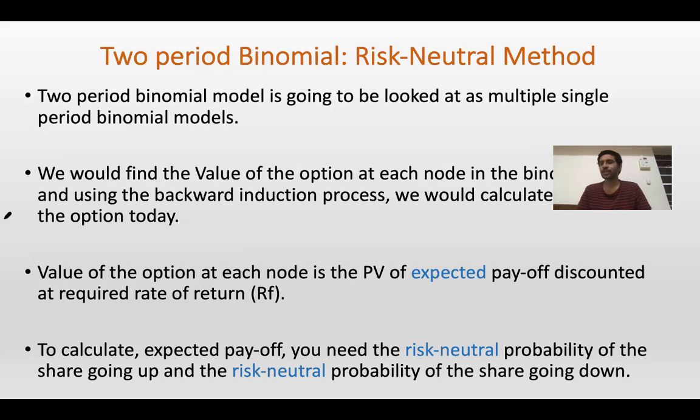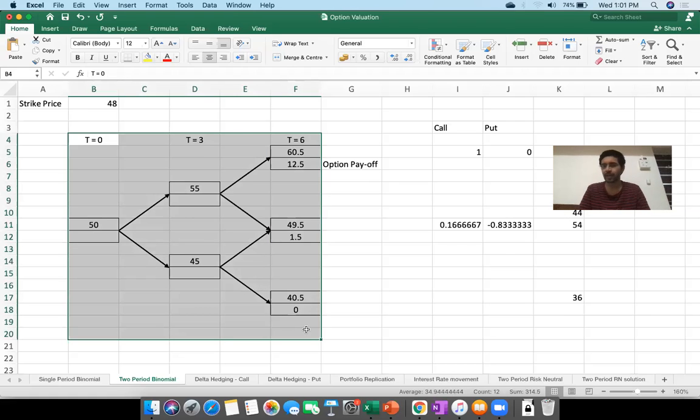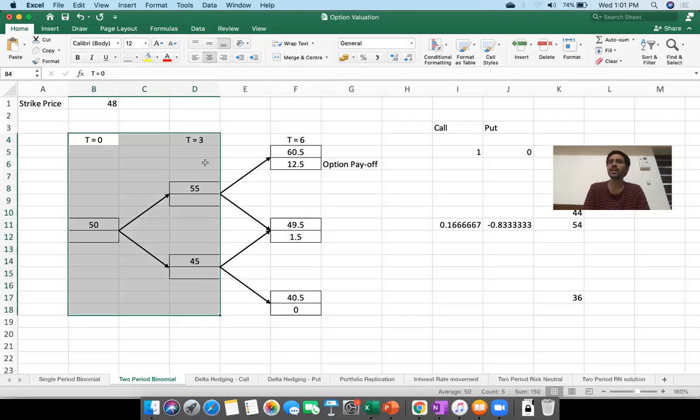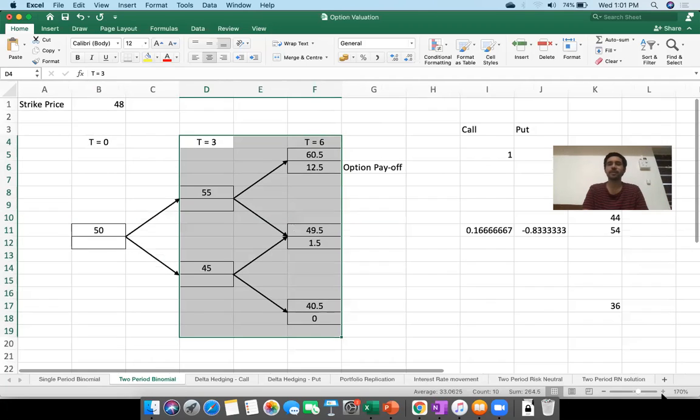Now what we are actually going to do is, under the risk neutral method, for valuing a 2-period binomial model, we will be looking at the 2-period binomial model as multiple single period binomial models. What I mean by this is, over here, if you actually see, this as a whole is a 2-period binomial, because the first period is from t equal to 0 to t equal to 3, and the second period is t equal to 3 to t equal to 6. Now I will be viewing them as individual single period binomial models.